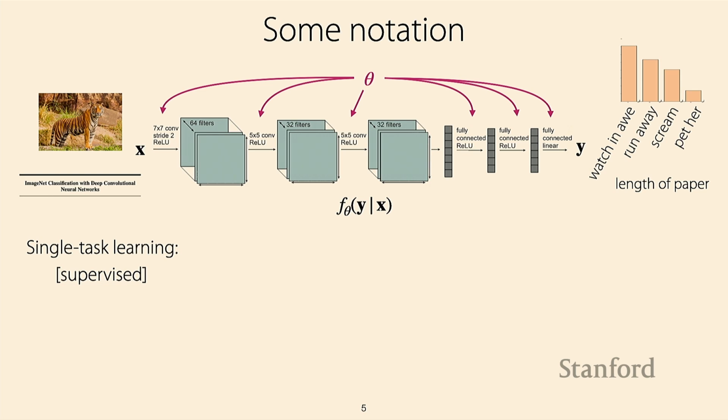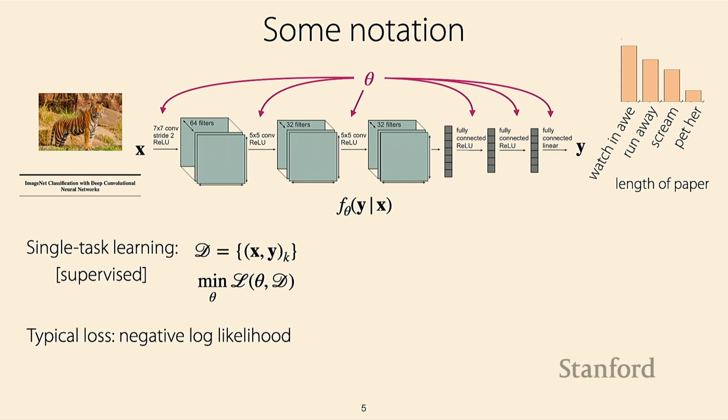Now, in single-task supervised learning, we will be given some form of data set, which has input-output pairs. So a number of examples of images like the tiger and labels like the options on the right. And then we will define a loss function that tells us how good that model is at performing that task. And our goal will be to find the parameters that minimize that loss function. So try to find the parameter setting of one of these neural networks such that we do well on a classification problem, for example.